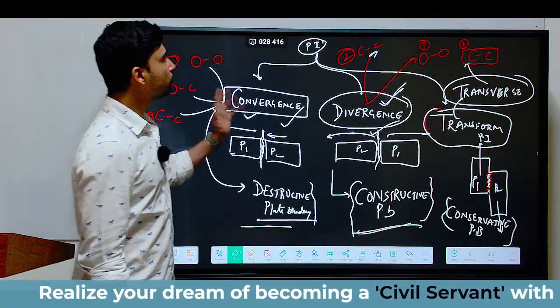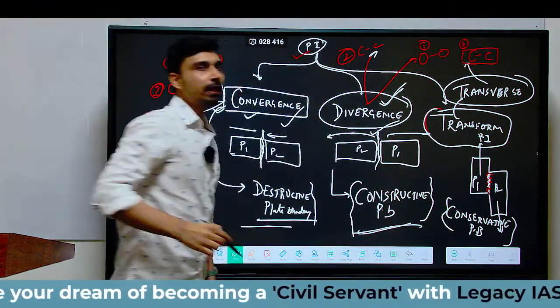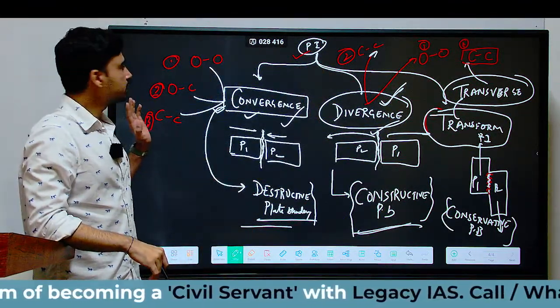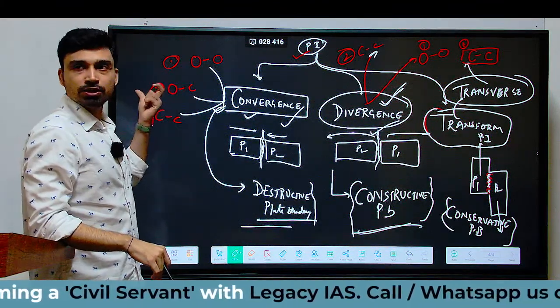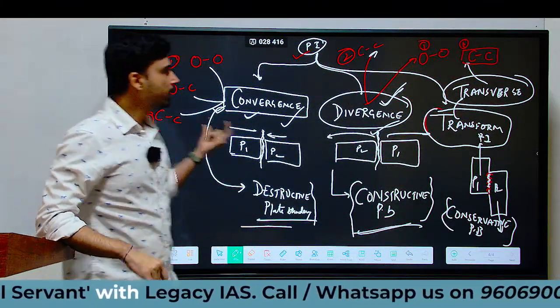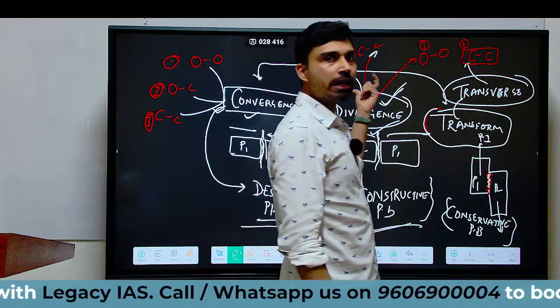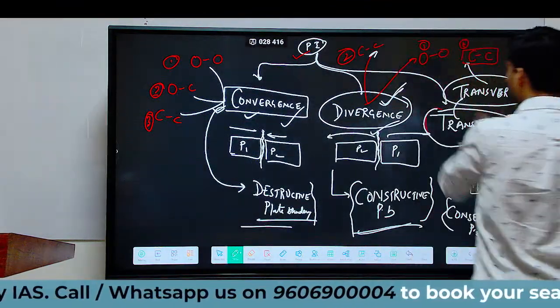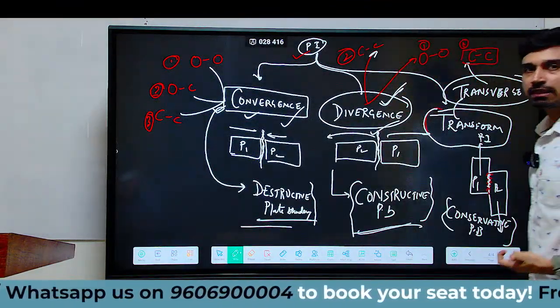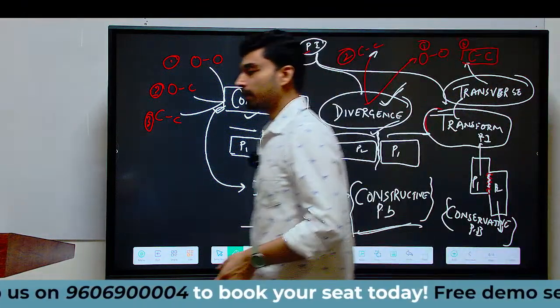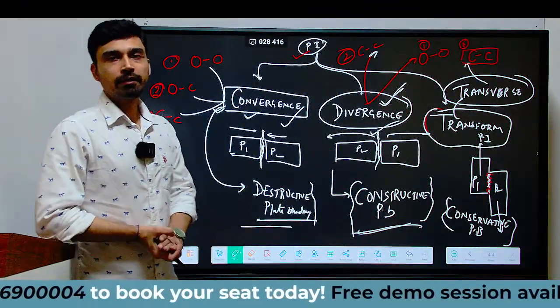Thus, if we have to talk about the plate interaction, we can basically divide it into 6 types: OO convergence, OC convergence, CC convergence, then we have OO divergence, CC divergence, and then we have the continental transform plate interaction. So, these are the major types of plate interaction.